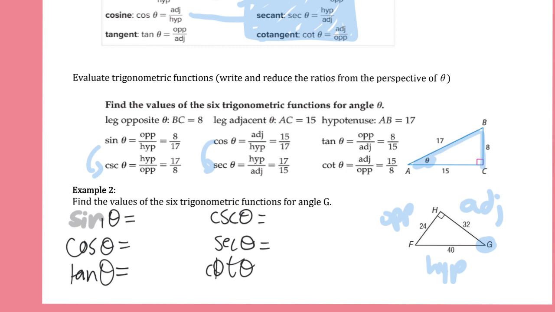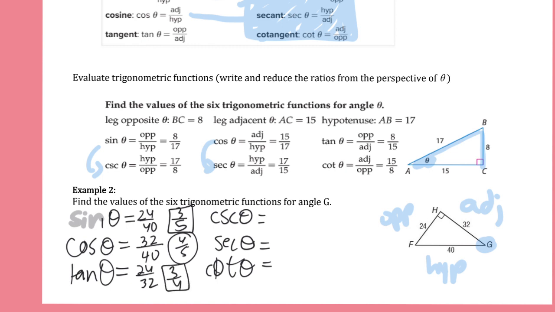And so let's find the first three fractions, and then we can flip them over to find their reciprocals. So sine would be the opposite leg over the hypotenuse, 24/40. And we can and should reduce it, divide each one by 8, and so we're going to get 3/5. And then cosine would be the adjacent leg to angle G over the hypotenuse, and we can and should reduce it to be 4/5. And tangent should be opposite over adjacent, so it'd be 24/32, and the reduction of that would be 3/4.